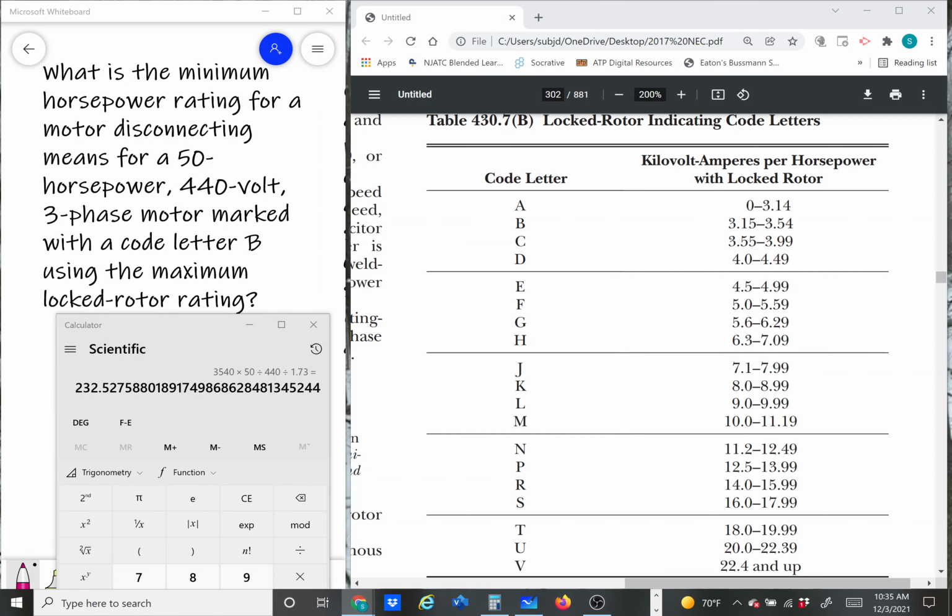Now, because it's asking me for a minimum horsepower rating, I actually have to go through and find out what amount of horsepower, and I can't use 746 for this. I actually have to go to a table in the code book. And those two tables that we talked about before, tables 430.251a, 251a is for single phase, but this is not single phase, this is three phase. So I have to go to 430.251b.